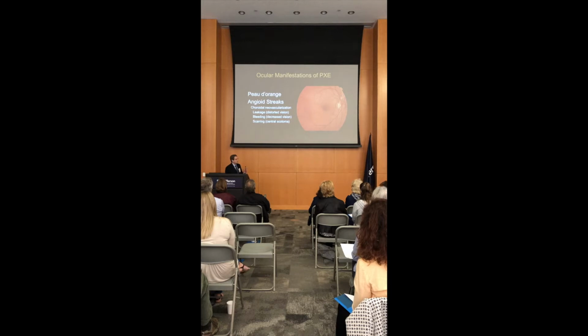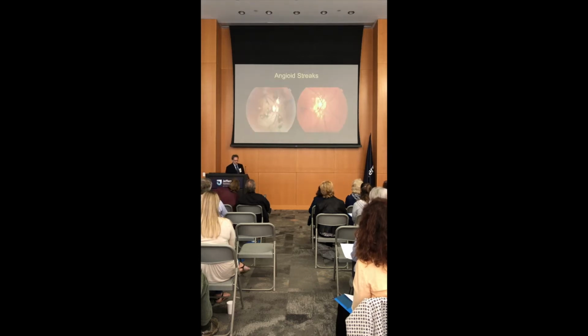You'll see in a moment, Bruch's membrane separates the retina from the underlying vascular layer, and sometimes there are cracks in Bruch's membrane, which we call angioid streaks, and then through those streaks, blood vessels can grow. We call that choroidal neovascularization. Those blood vessels are abnormal. They tend to leak, they can bleed, and they can cause scarring and loss of central vision.